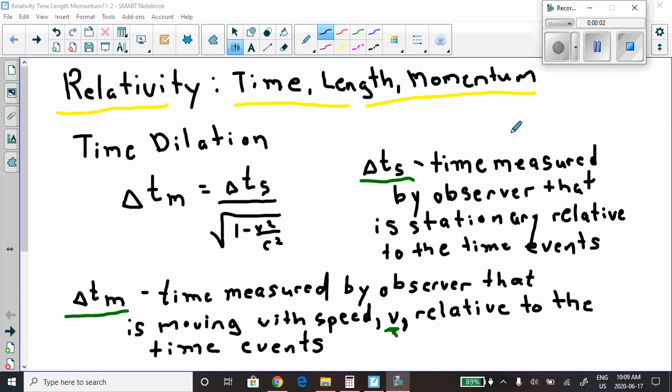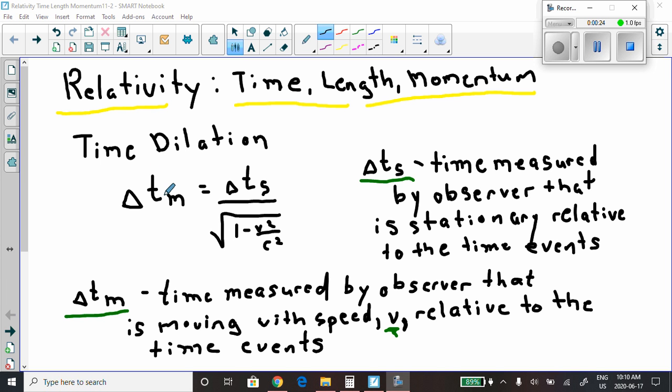Okay, kids, so we're back looking at these interesting situations when we try to observe quantities like time, length, and momentum from a reference frame that is moving at a constant velocity with respect to where the object is or the event is that you want to measure. So the first one is time dilation.